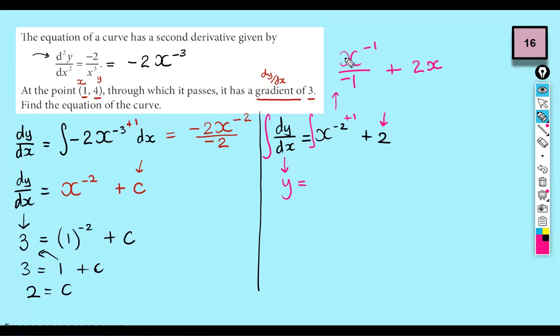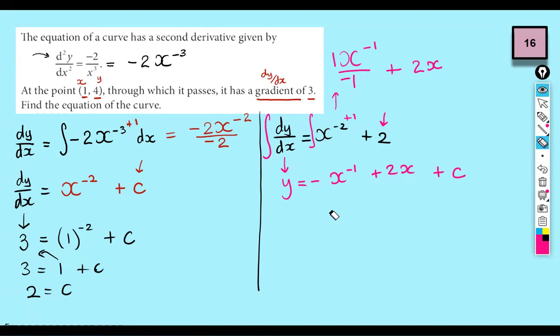Now, I know this has confused people when they divide by minus 1. Remember, this is really 1x to the power minus 1. The 1 is understood. 1 divided by minus 1 is minus 1. And don't forget to put the plus c. Now, obviously, you don't have to put the 1, right? That's optional.